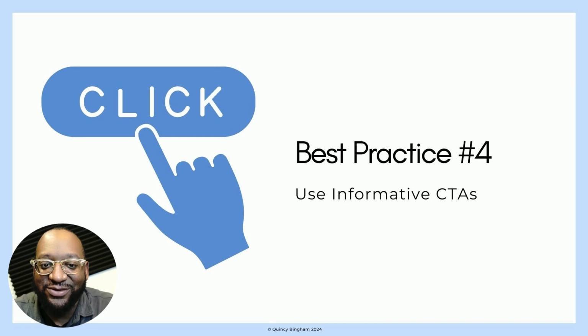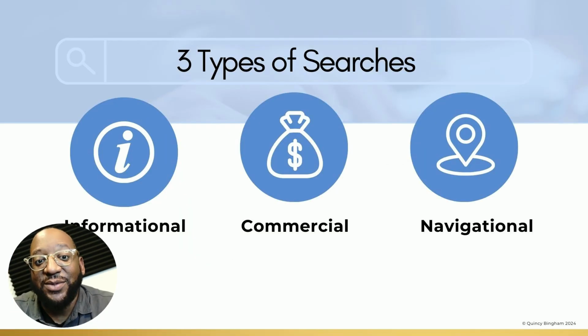identified by Google. All Google searches can be categorized in one of three ways. These three categories are informational, commercial, and navigational. Informational searches are when someone is just looking for answers, like, what's the best skincare routine for dry skin? Creating healthcare ads that appeal to information-centric searches is a good way to stay on Google's good side.